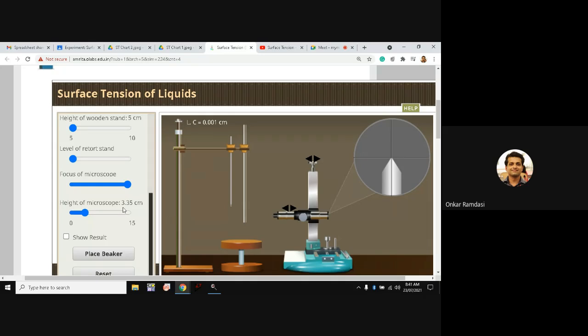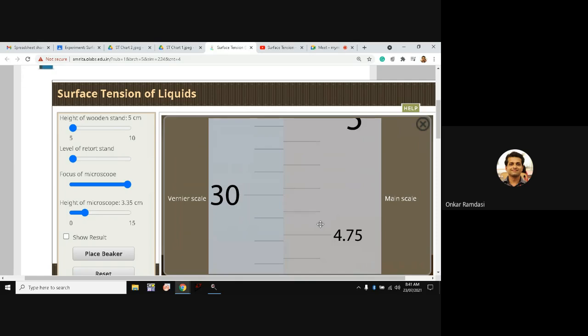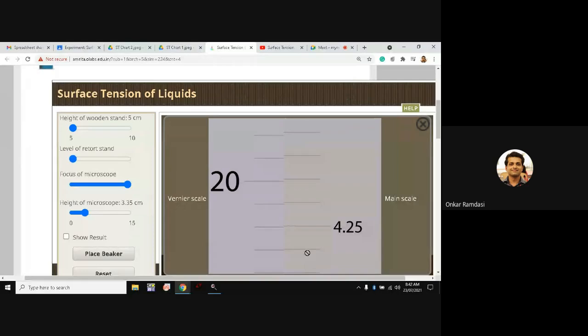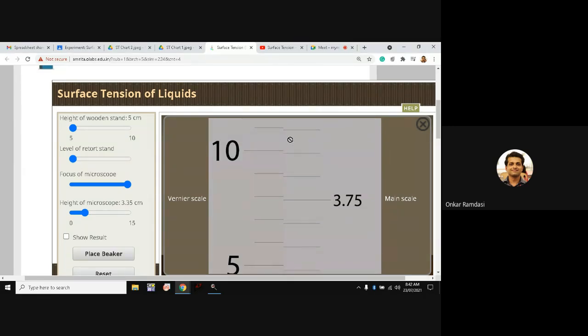How much reading right now? 3.35 centimeter. Okay. Again, you can cross check. You can click on that vernier scale. Let me go back to the brown. This part takes some time to scroll because there is no button which they have given. But still we can check. Is it exactly 3.35 or anything else?